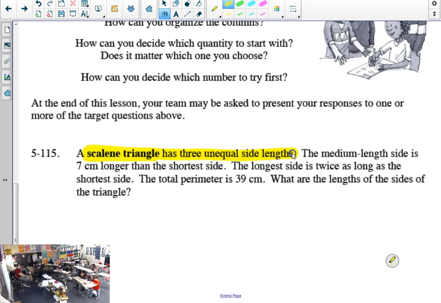So dive into this. We'll give you a few minutes to try to figure out what the 3 side lengths are. We have short, medium, and long. We'll call them short, medium, and long sides.